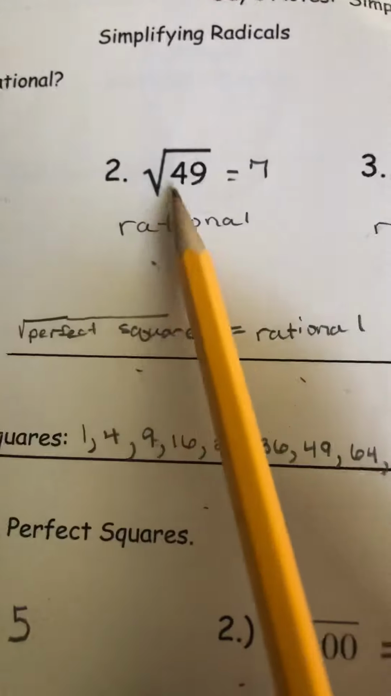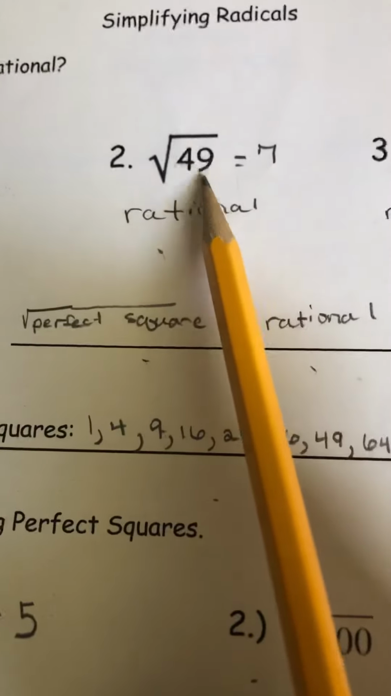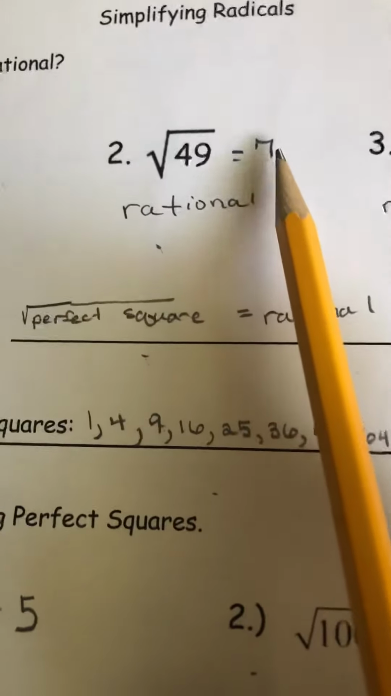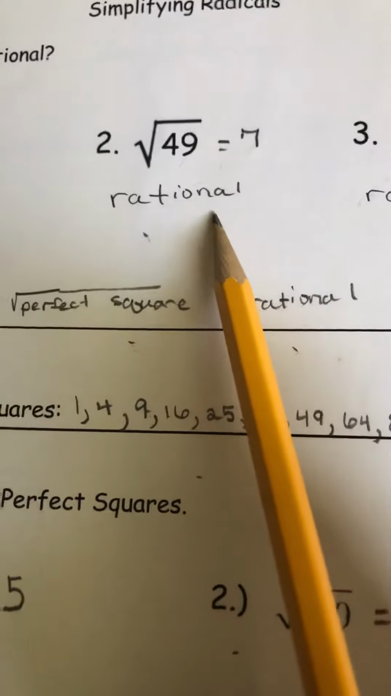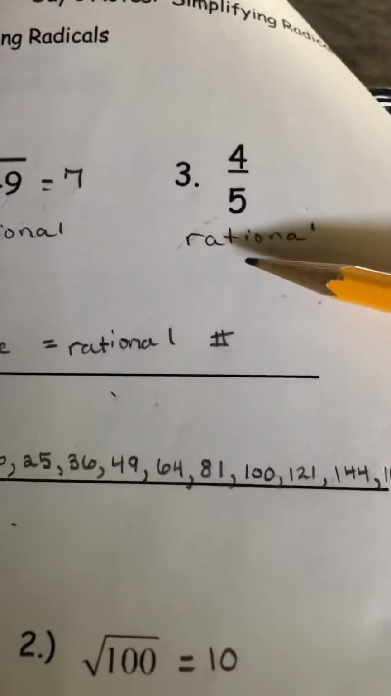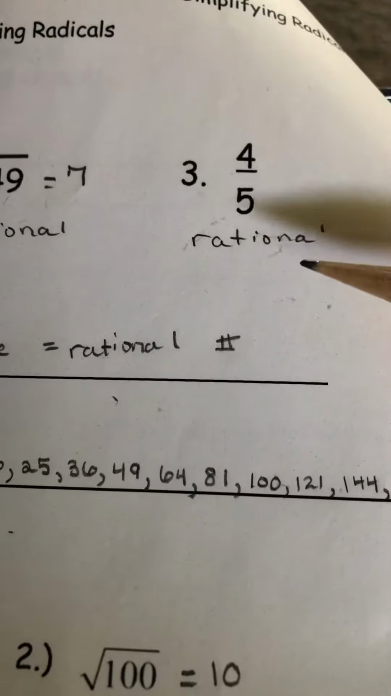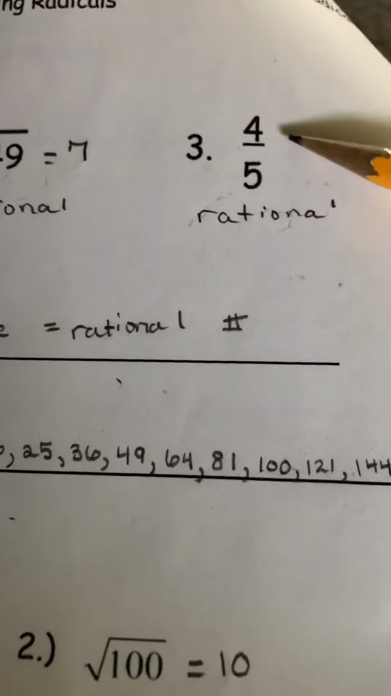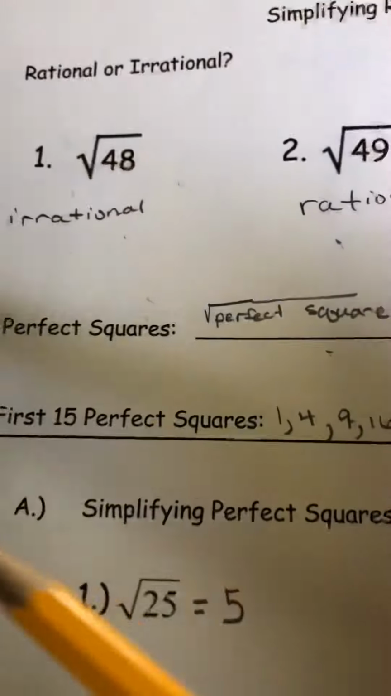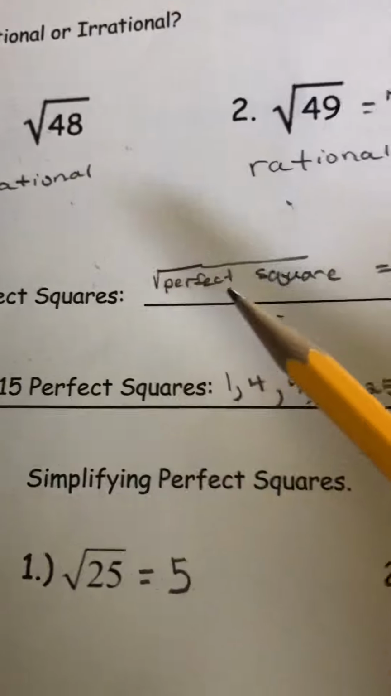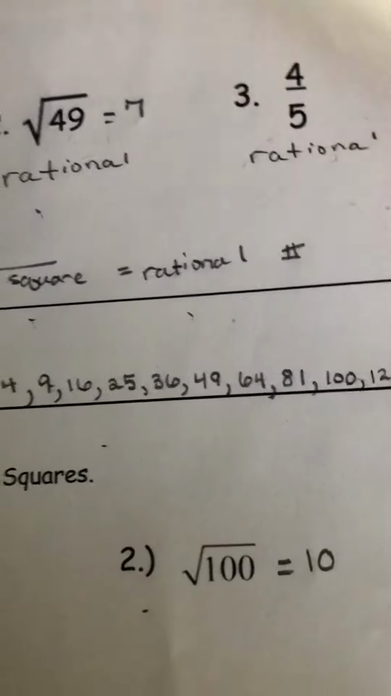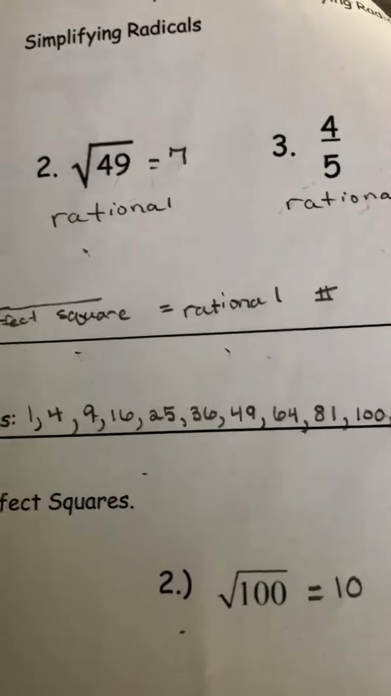Whereas a number like the square root of 49, that's a perfect square. When you take the square root of 49, you get 7. That's because 7 times 7 is 49. That's called a rational number. Now, by definition, a rational number, technically speaking, is a number that can be written as a fraction. So if I give you a fraction, 4/5, voila, you have a rational number. So remember, when you take the square root of a perfect square, you end up getting a nice rational number, a nice number that does not go on forever.